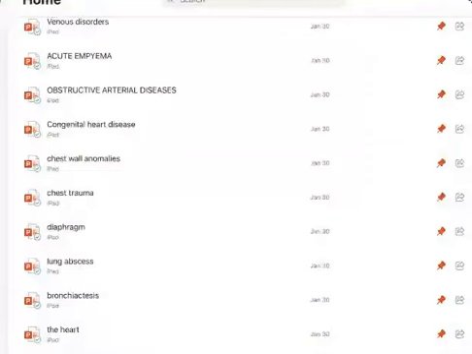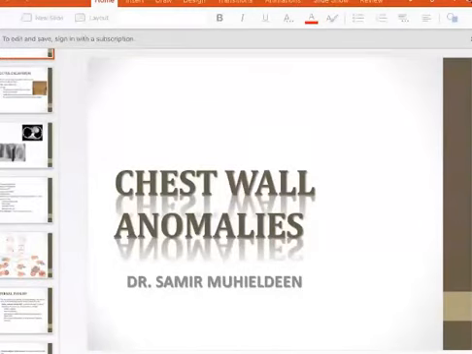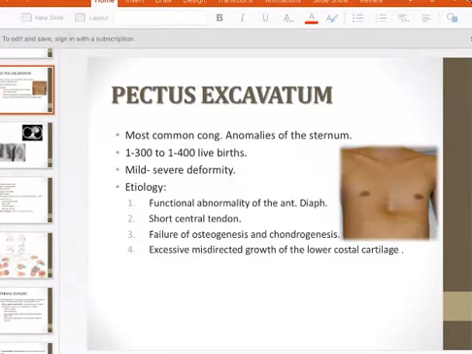Now we have another topic to discuss today, what we call chest wall anomalies. This is also communicated to the diaphragm. The most important is pectus excavatum. This is the most common congenital anomaly of the sternum. It occurs in 1 in 300 to 1 in 400 live births.